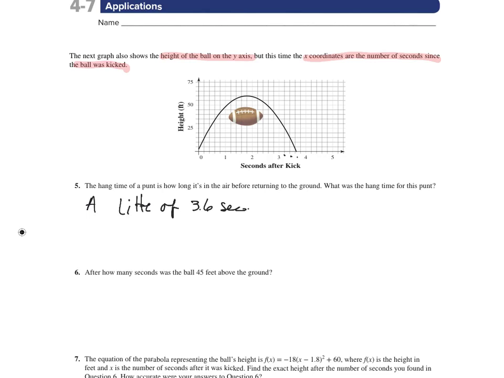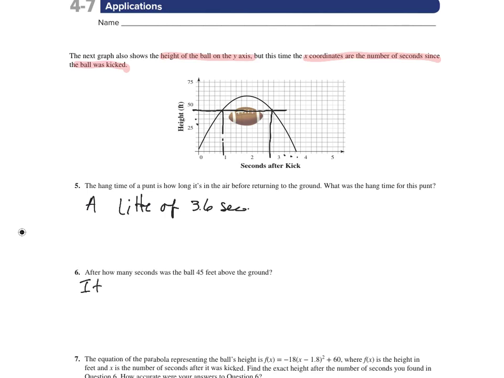Okay, after how many seconds was the ball 45 feet above the ground? Well, let's find 45 feet above the ground on our graph. So 25, 30, 35, 40, 45 is right there. Then let's figure out what the x-coordinate was for that. Got one right here, and one right here. So it looks like it was 45 feet above the ground at about 0.9 seconds, and then maybe 2.7 seconds.